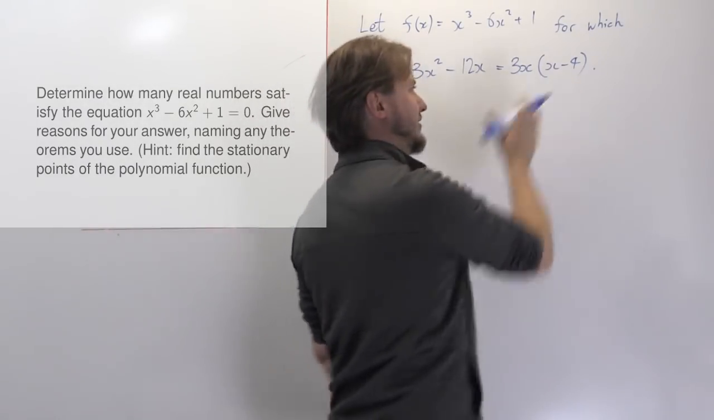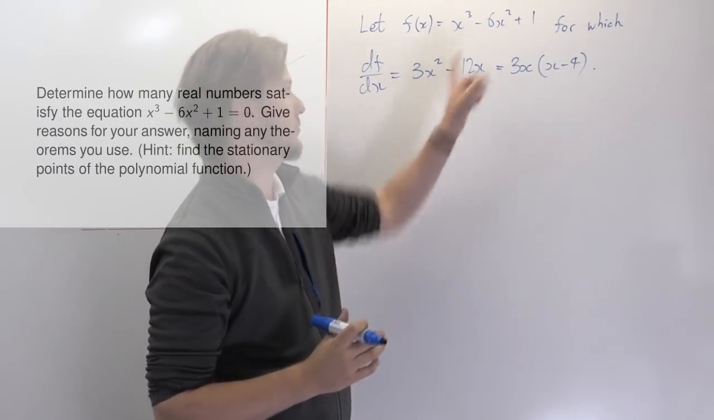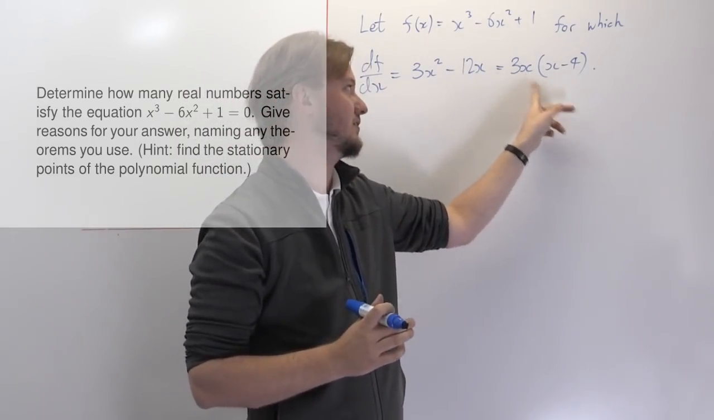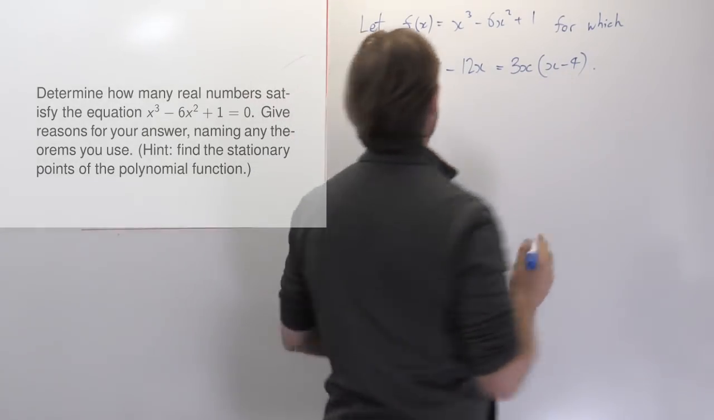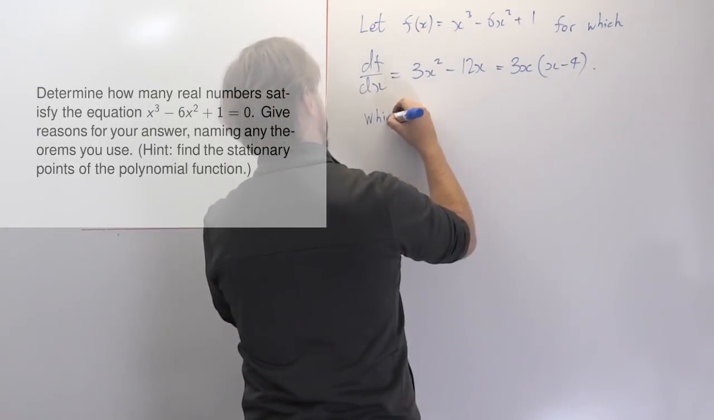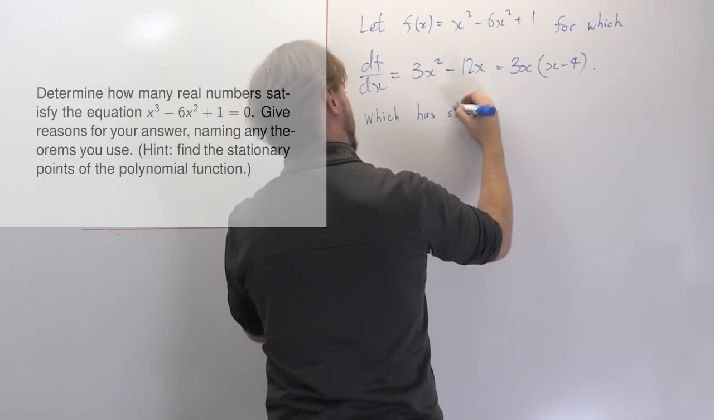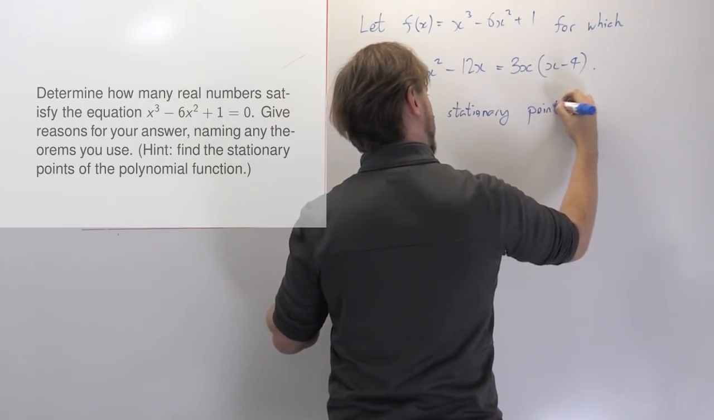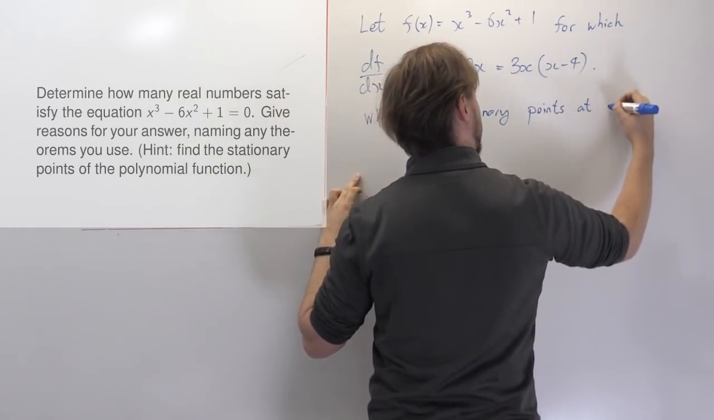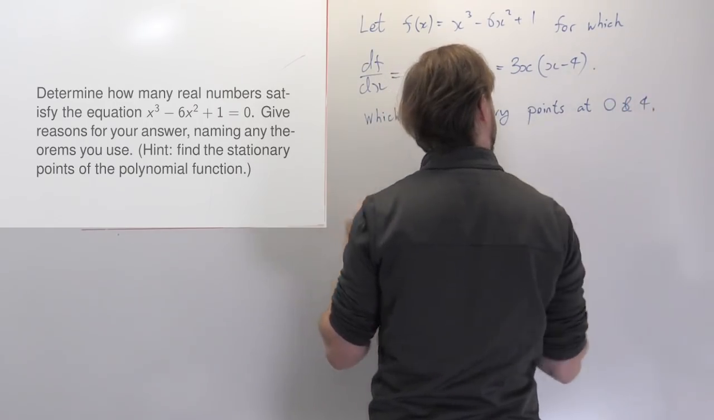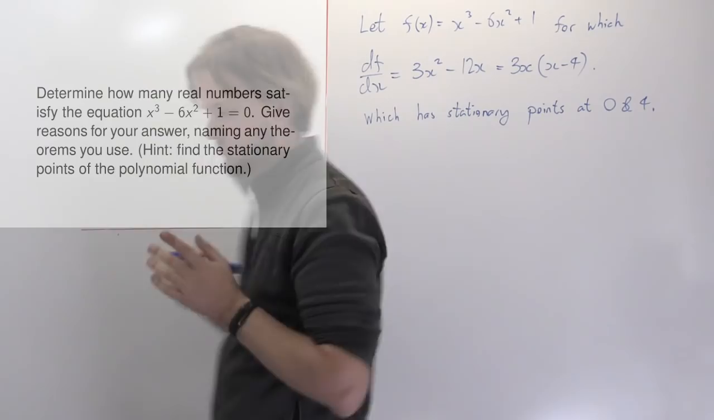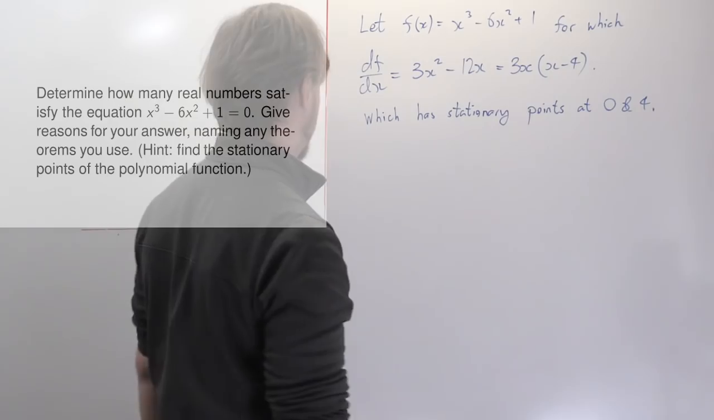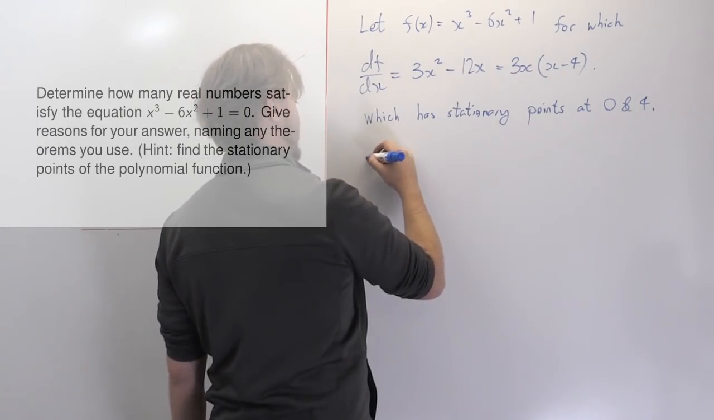So from this we can immediately see what the stationary points of this will be. It'll be when either x vanishes or x minus 4 vanishes. So x is 0 or x is 4. Right, so there are two stationary points. Now, if I knew what the value at those stationary points were, I'd have a very good idea of what this looked like.